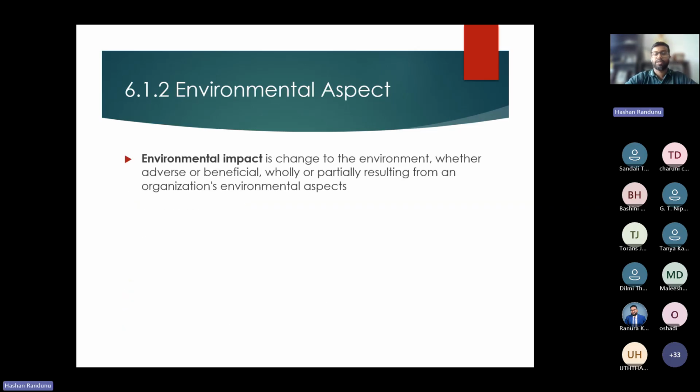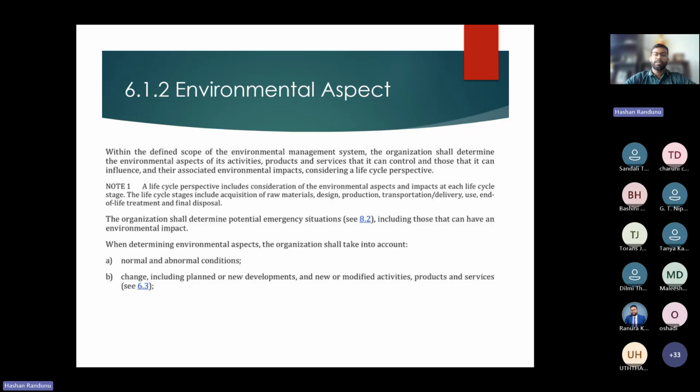And the environmental impact is the change to the environment, right? If we talk about the terminology, environmental impact is the change to the environment. The change can be whether adverse or beneficial, but if we do a change to the environment, then that particular change is the environmental impact, right? This is the standard requirement.